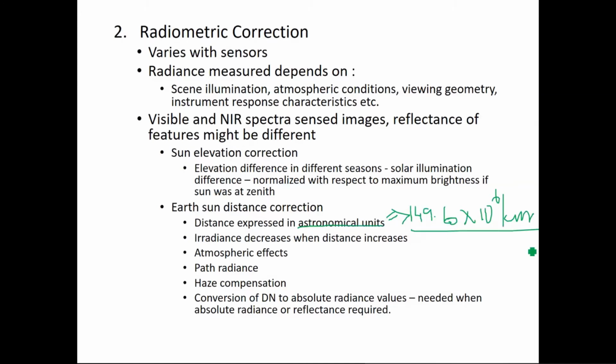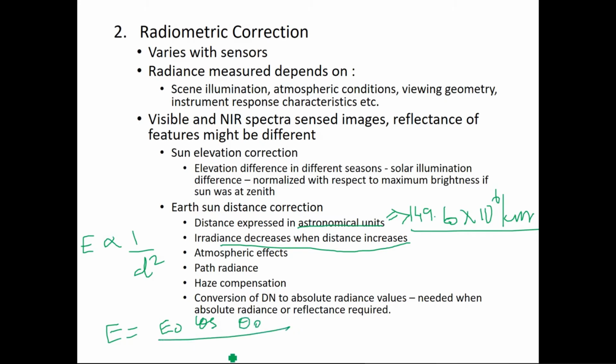astronomical unit. Okay. So anyway, when this distance increases, then the irradiance decreases, right? That is pretty obvious, isn't it? When the distance between the sun and the earth increases, the irradiance will be reducing. It's actually that irradiance, suppose the letter used to represent it is E, is inversely proportional to the distance square, because irradiance E is equal to E naught cos theta naught divided by d square.